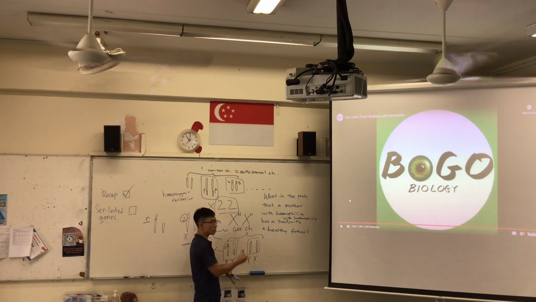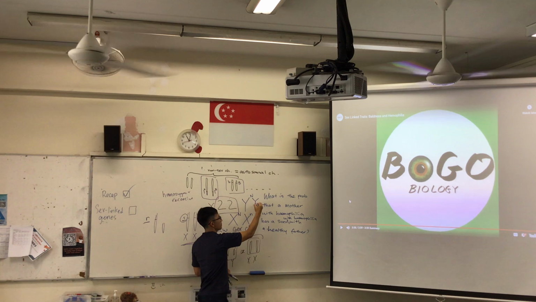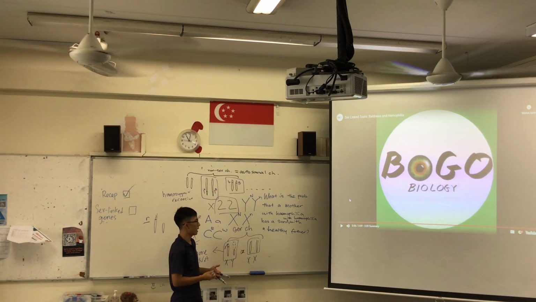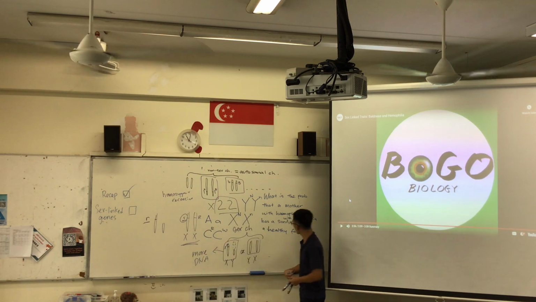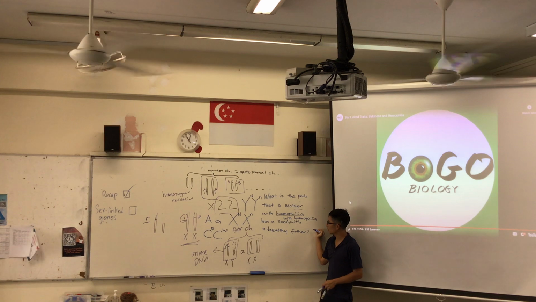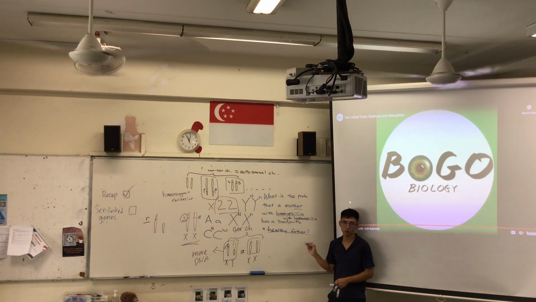If it's linked to the Y chromosome, you use a Y, then on top you will write whether it's big N or small n. So let's try an example, let's try a puzzle. What is the probability that a mother with hemophilia will have a son with hemophilia if the father is a healthy one?